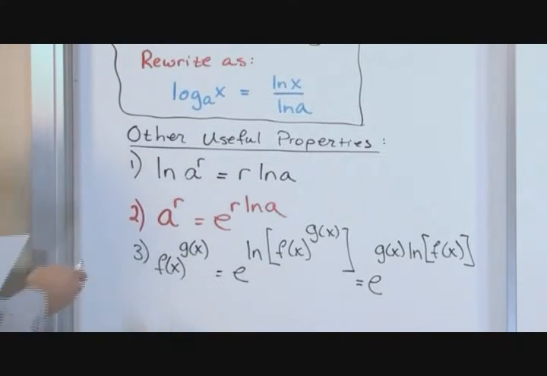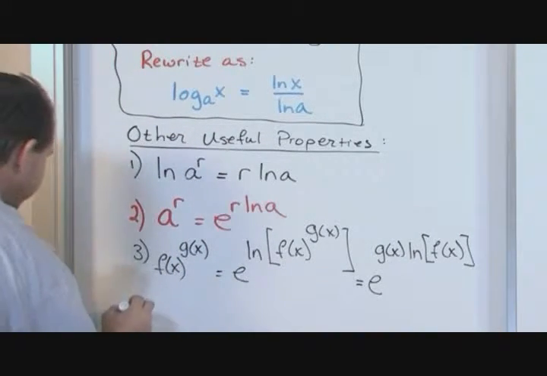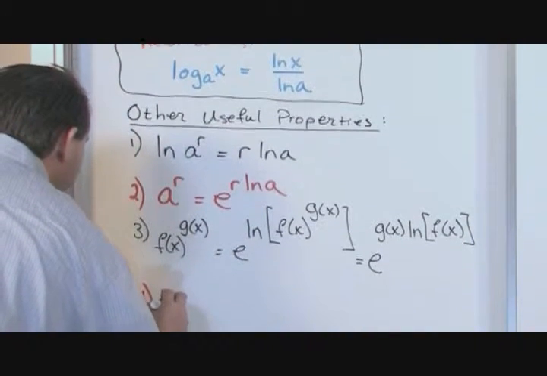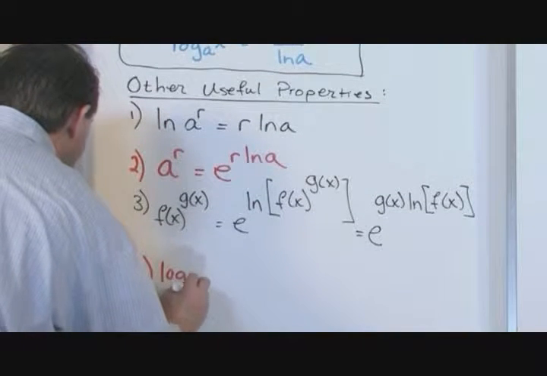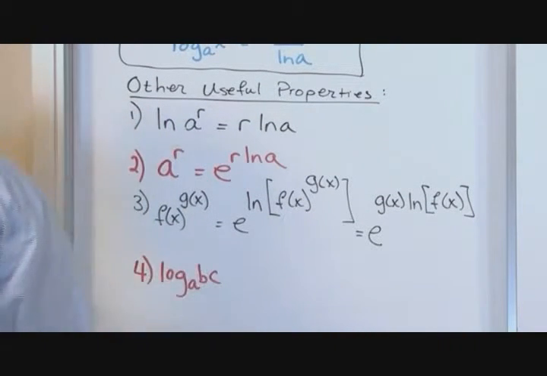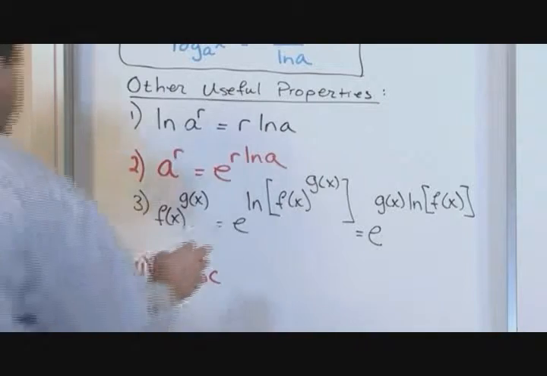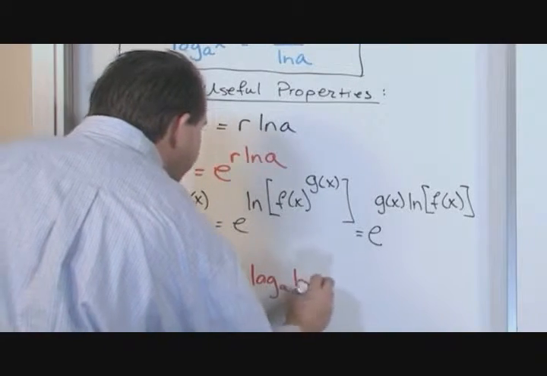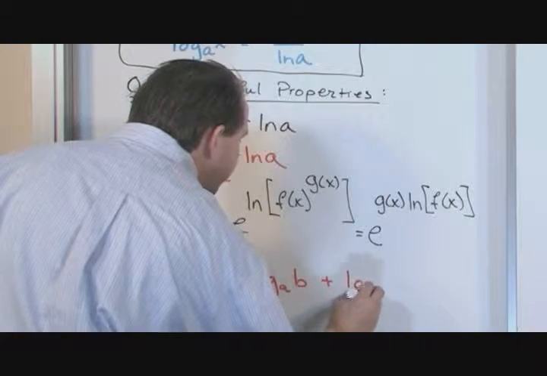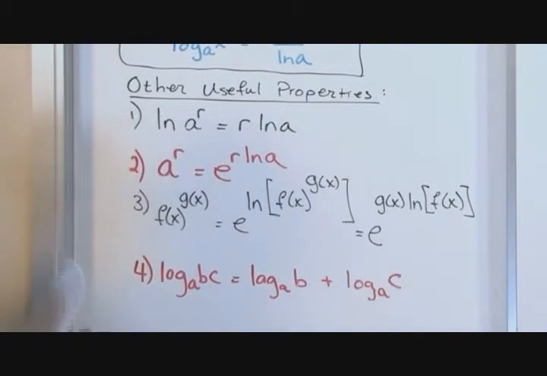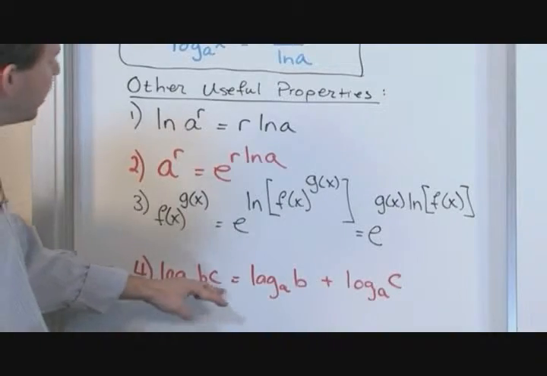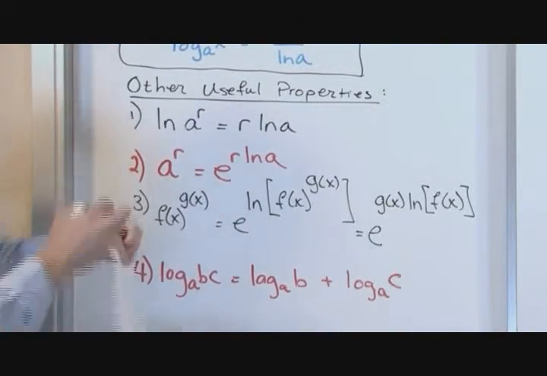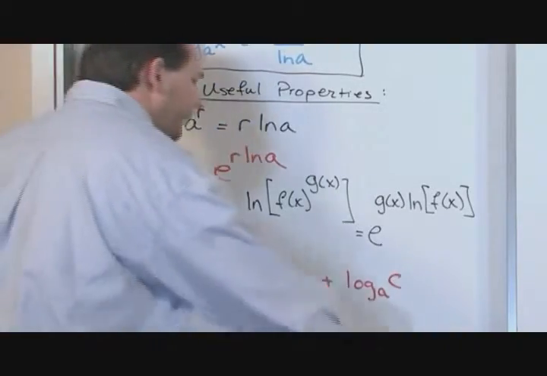I just want you to list these things so that when we use them, you won't be like, well, what's he talking about? And finally, this is just a property of logs that you probably already know. Log base a of b times c, so two numbers multiplied together with a base a logarithm, is equal to the log base a of b plus the log base a of c. So basically, if you have a logarithm of two things multiplied together, you just add the logs of the two things together.